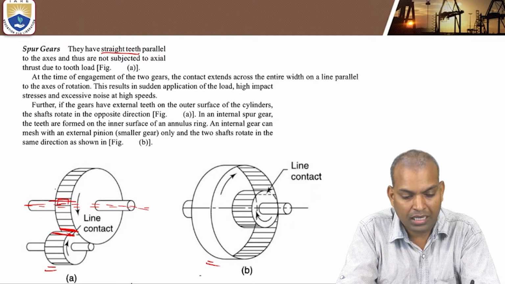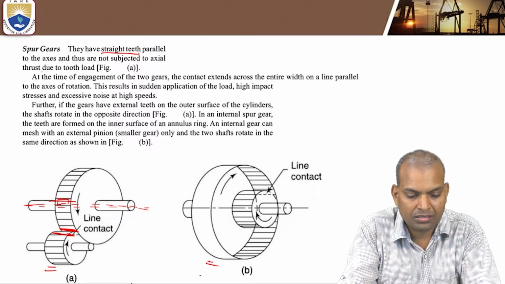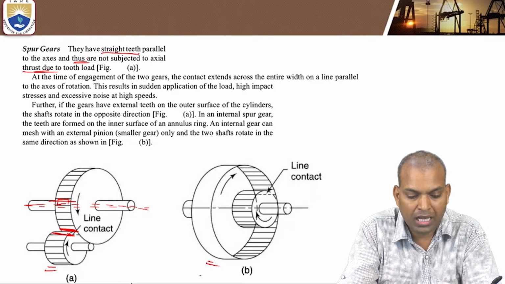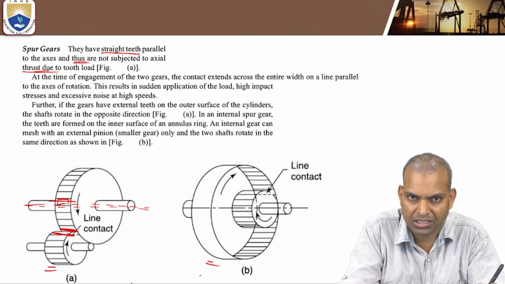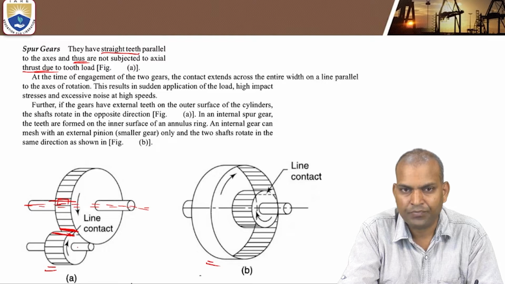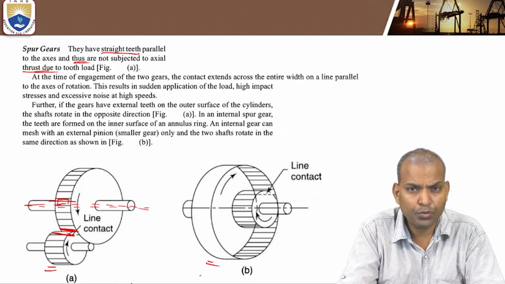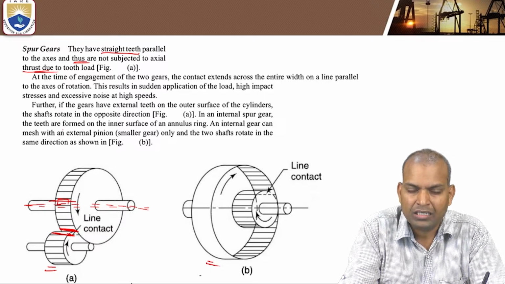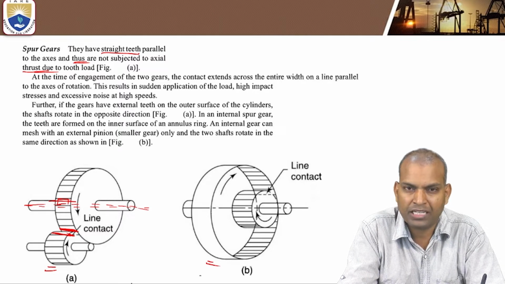One more important point: these are not subjected to axial thrust, because the teeth are parallel. But normal to the axis, there will be a thrust. That thrust will occur more on these teeth. So at higher speeds, it is more noisy. One more important point is that at the time of engagement of the two gears, the contact extends across the entire width, on a line parallel to the axis of rotation.